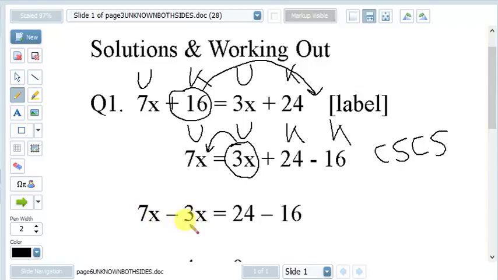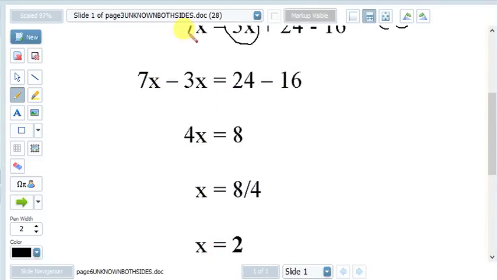So then you can see the terms with an x are on the left hand side and the numbers are on the right hand side. So what we've now got is 7x take away 3x is 4x, and 24 take away 16 is 8. So times by 4 on the left hand side, when we bring it over, becomes divided by 4. So 8 divided by 4 is 2.